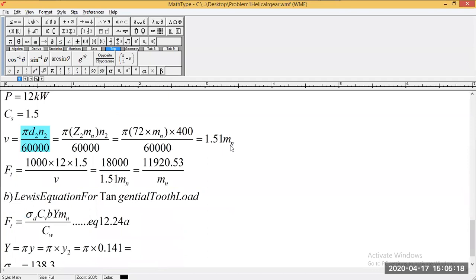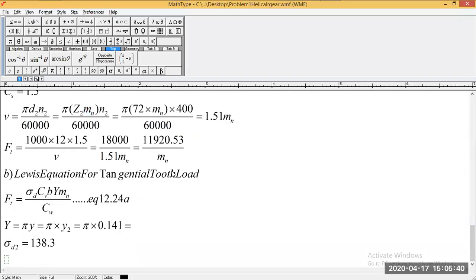Here we are writing in terms of normal module. Also, a small change you need to make when solving for helical gears: use the normal module, so make sure you put the subscript as mn, which is the normal module. This is by default for helical gears. So in part 1 we got Ft to be this much over mn, where mn is the normal module.